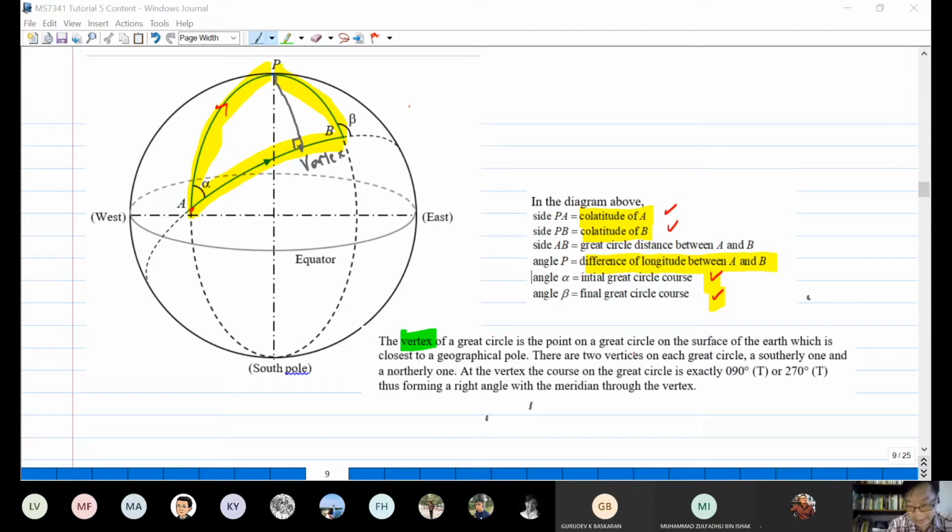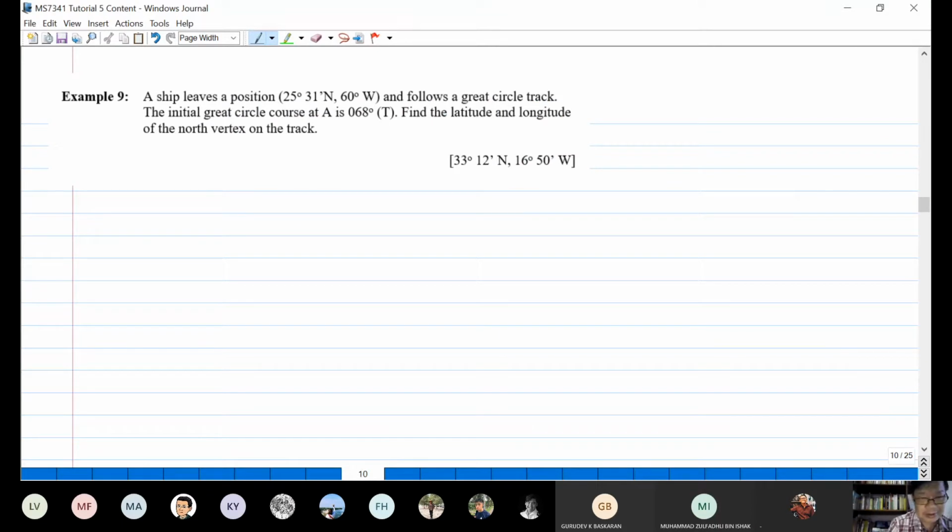Okay, and then what else? For this first example, we are going to find the vertex when a ship moves from one point to another point. So now let's move on to examples. We will skip examples 7 and 8. You can ignore them. We are not going to test you on the four-part theorem. So we start from example 9, a real application. Let's see what happens.